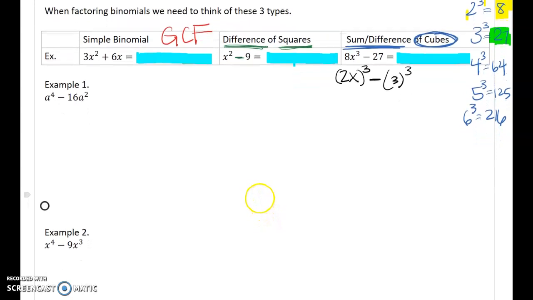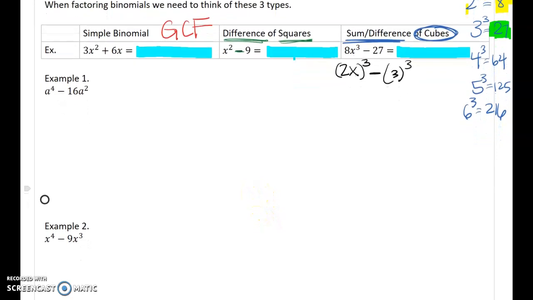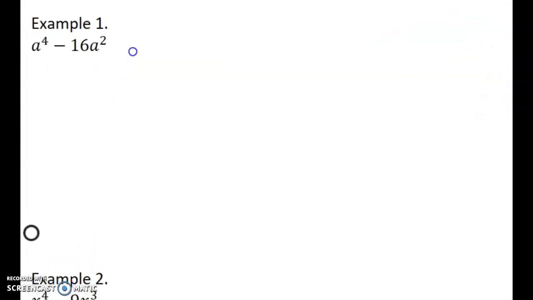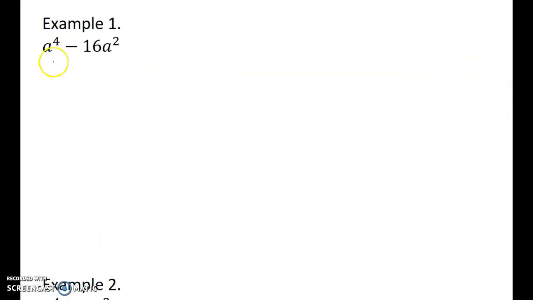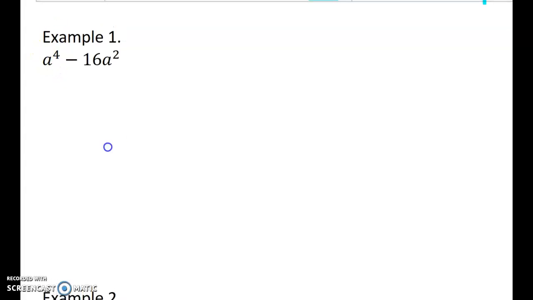So I said I start all of these as if they were a greatest common factor. So let's do that. Let's start by looking at example 1 here and asking ourselves what number goes into both of these terms. So I have a to the 4th minus 16a squared. So I know that a squared goes into both of those. And if I factor that out, that means I'm dividing by it. So a to the 4th divided by a squared is a squared.